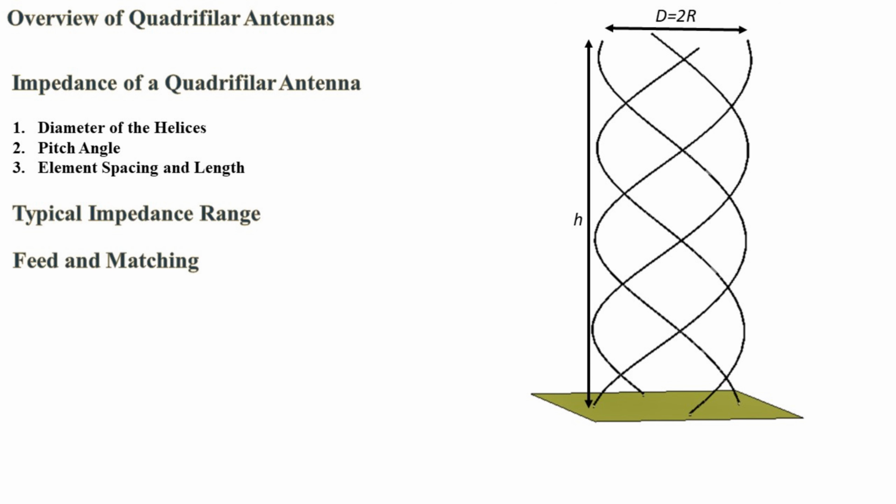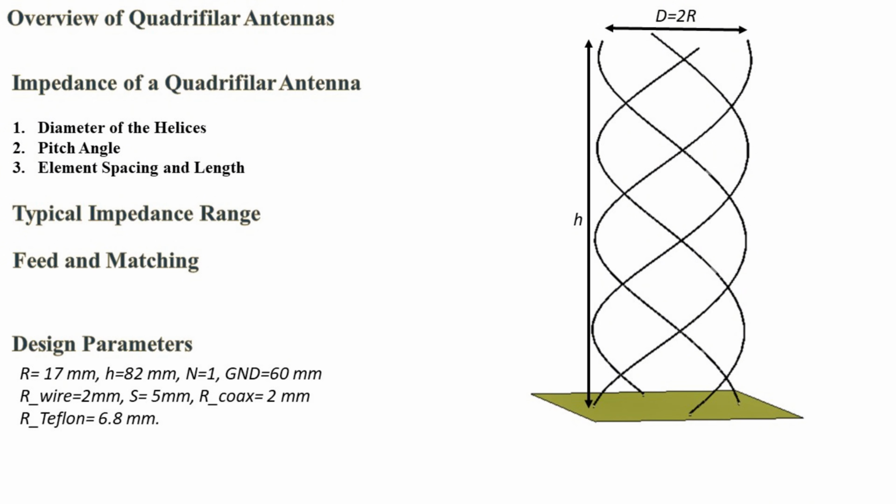Coaxial feed. The most common feed for quadrifilar antennas is a coaxial cable. A balun, a balanced-to-unbalanced transformer, is often used to feed the antenna in a way that ensures both pairs of helices are properly excited. Impedance matching. As with other antennas, impedance matching is essential for efficient power transfer. A quarter-wave transformer, tapered transmission line, or lumped element matching network can be used to match the impedance of the antenna with the system's transmission line, usually 50 ohms. At the end of this slide, design parameters for a quadrifilar antenna are provided as you see.